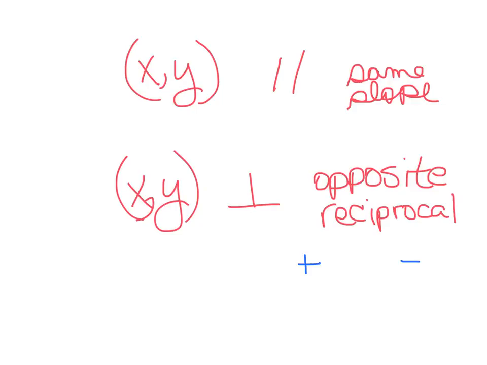You need to remember, if one is positive, then the other one is negative, and the reciprocal is when you flip it over. So if you have a positive 2/3, then its opposite reciprocal is -3/2. And then you can use point-slope, or you can use y = mx + b.